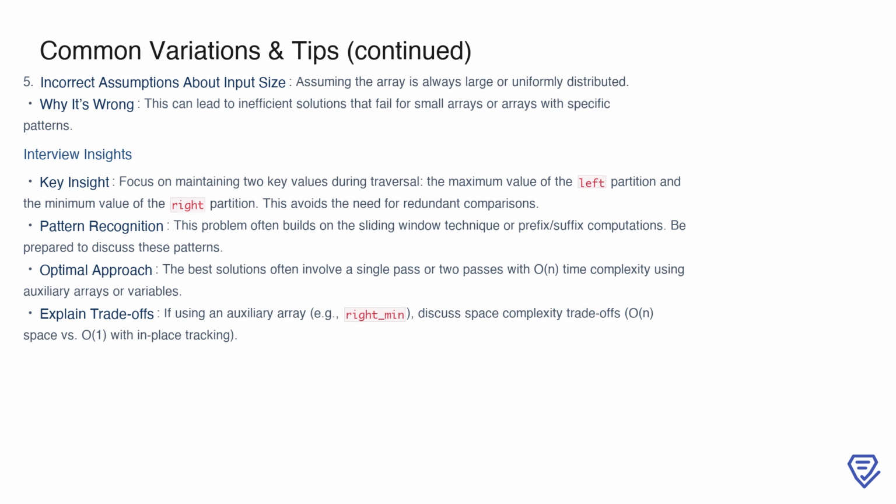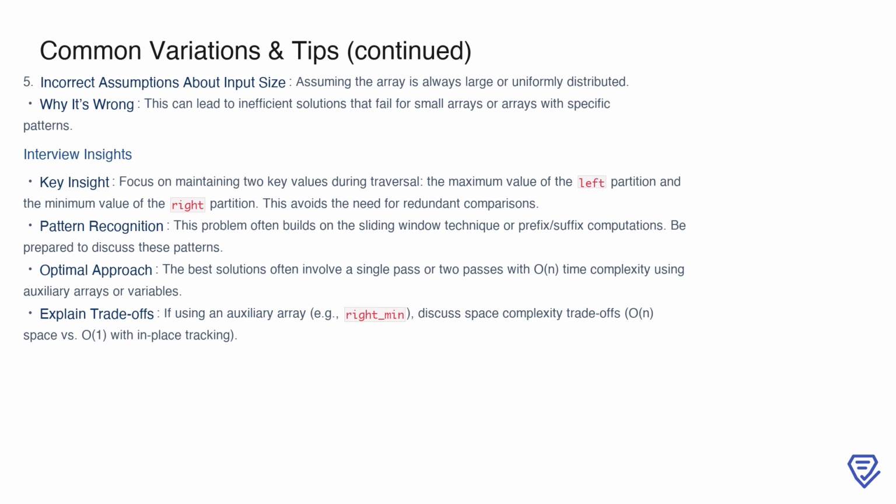On the brighter side, there are several insights that can help you ace this problem. A key approach is to maintain two critical values during traversal: the maximum value in the left partition and the minimum value in the right partition. This eliminates the need for repetitive comparisons and simplifies the logic. Additionally, recognizing patterns like sliding window techniques or prefix/suffix computations will make it easier to address this and similar problems.